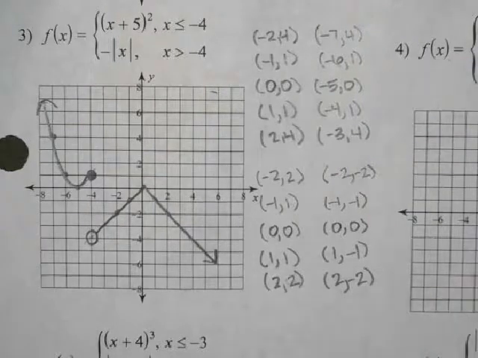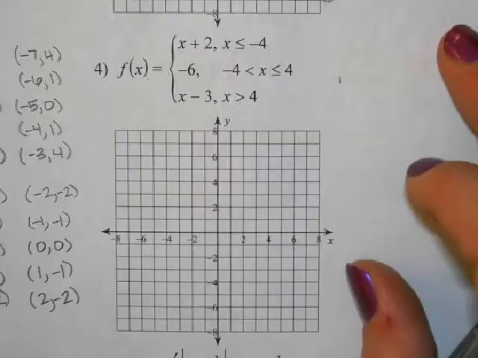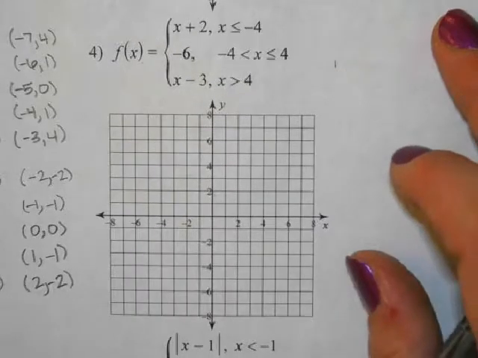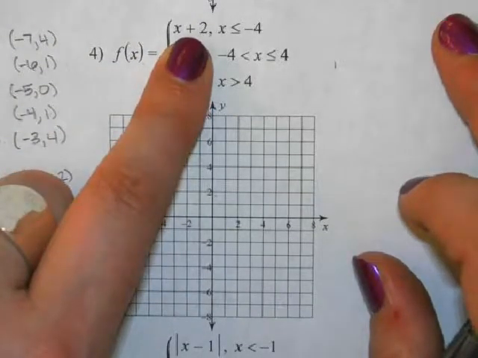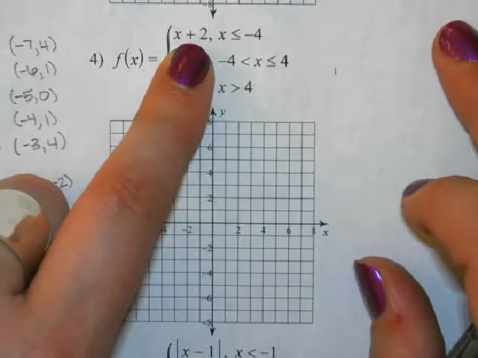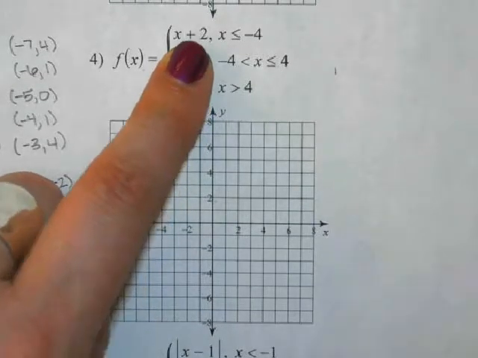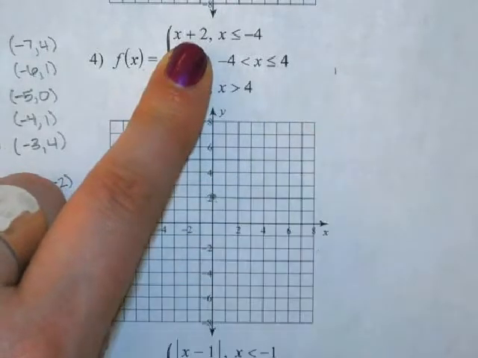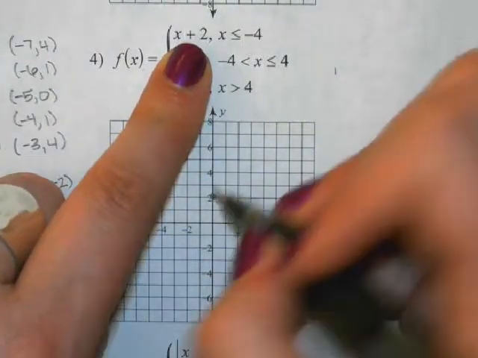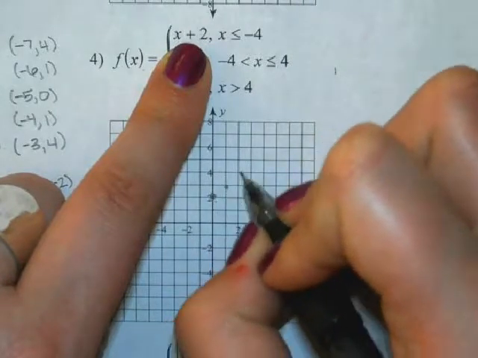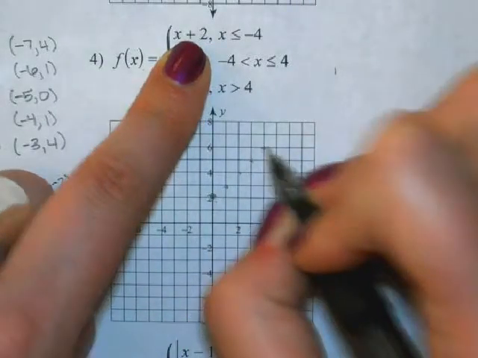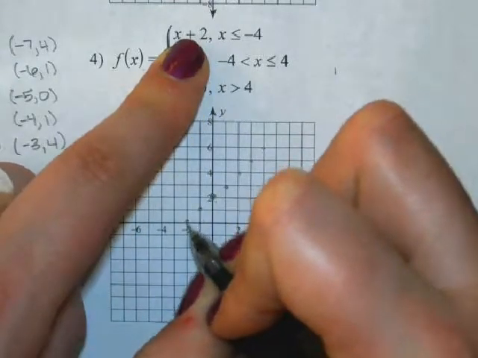Okay, let's try number 4. So number 4 is going back to a little bit more comfortable because it's just straight lines. So the first one says x plus 2. Where do we start that one? At 2. And what's the pattern tell us to do? So up 1 over 1, up 1 over 1, up 1 over 1. Or down 1, left 1, down 1, left 1.